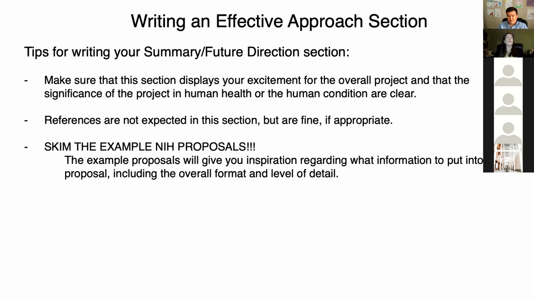So what I wanted to do is give you some tips, and then I'll show you what I wrote for our in-class COVID-19 proposal. So here are some tips. Make sure this section displays your excitement for the project. It should have bold words, significance, outcome. You should really put your effort into making this section sound exciting, right? You want to get this reviewer really excited about what you're doing. And make sure that it's clear how this project is going to impact human health or the human condition, whatever your big picture issue is, okay?